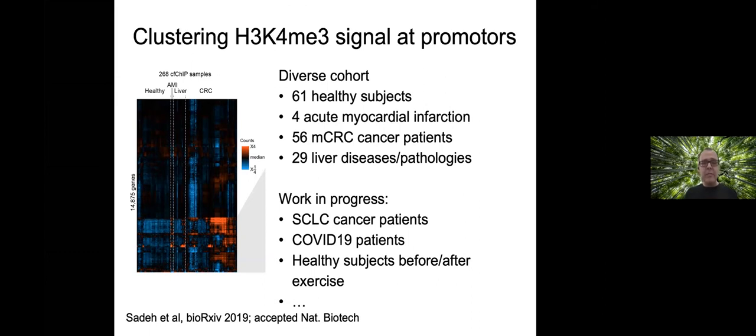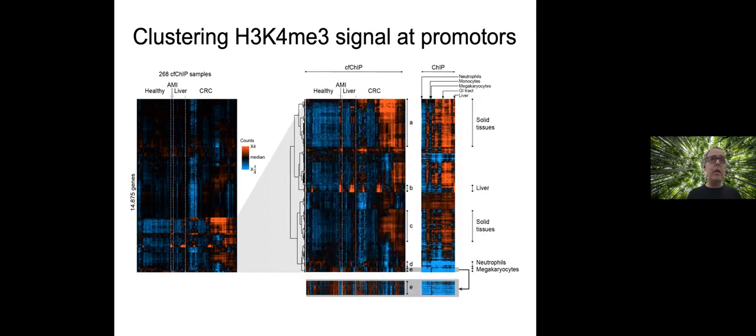or K4 trimethylation, as a proxy for expression, we can do a heat map similar to the way we do for gene expression. And here we use a diverse cohort of healthy subjects, cancer patients, various liver diseases, and acute myocardial infarction patients. And you can see that much of this picture contains a lot of very dynamic information, which I will not go into, but you can find in the paper I'm citing at the bottom.